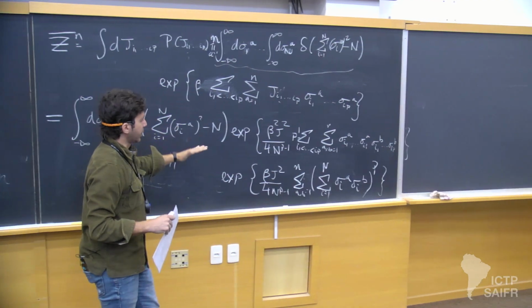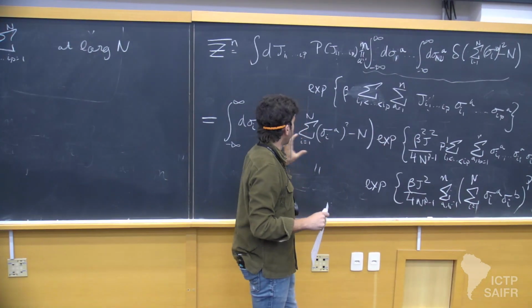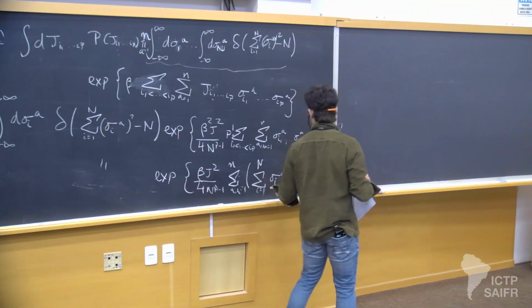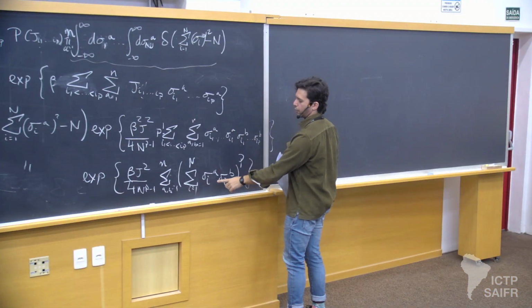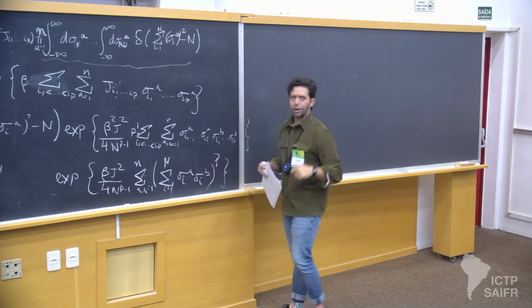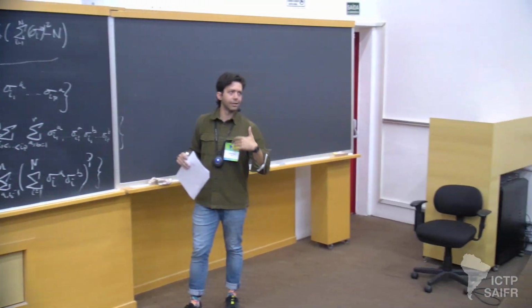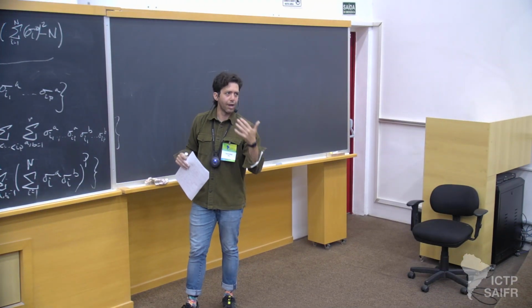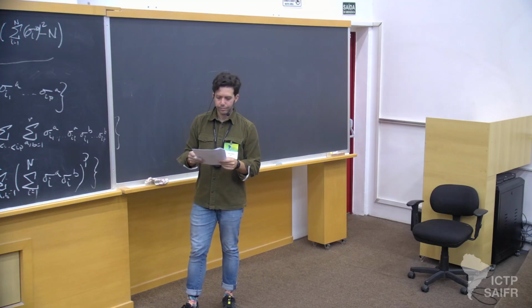And the manipulations have led us to this point. We've integrated over the couplings. We still haven't integrated over the spins, so we still don't have the partition function of the replicated system. But we're getting there. So now we need to massage this system even more in order to be able to derive the free energy. Okay?